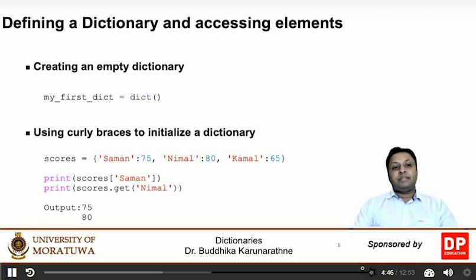Now, how do we access values in a dictionary? One way is to provide the key within square brackets. In that way, it will return the value corresponding to that given key. There's another way. That way is to use the function get and pass the key as the parameter. In this example, you can see both ways and you can try out both ways if you follow this example.